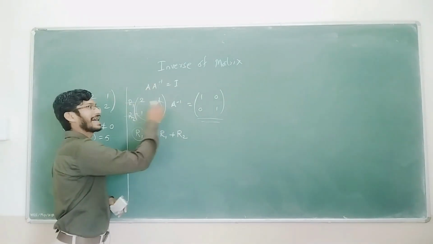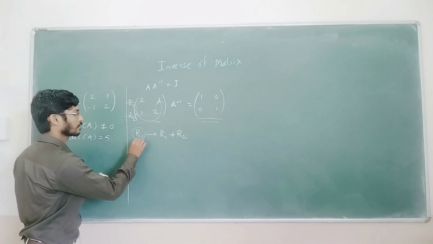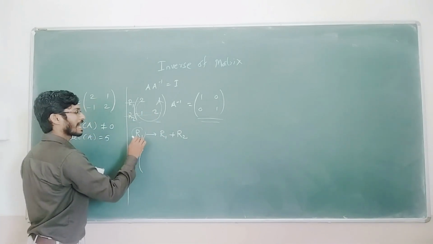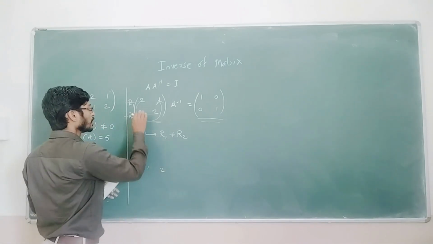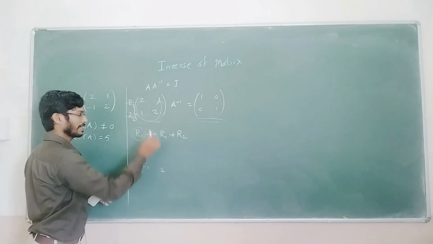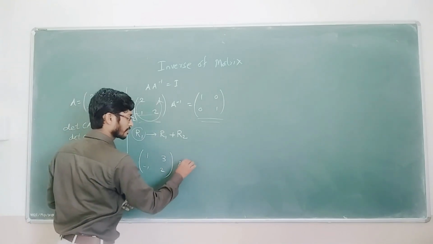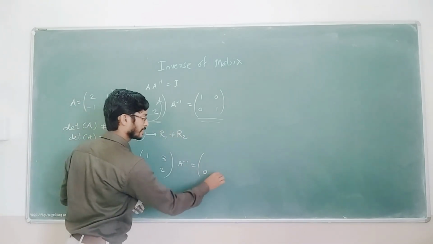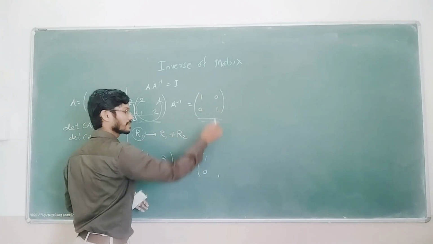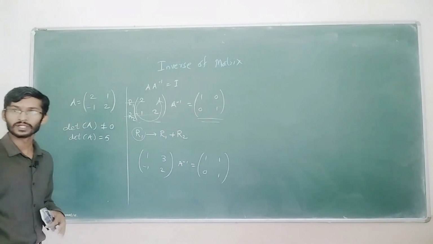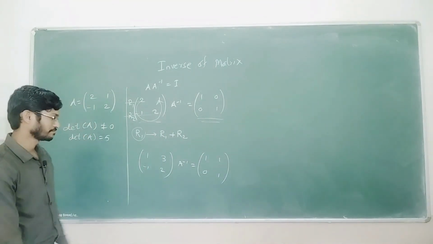Whatever I am doing with this, I also have to do with the identity matrix on the right hand side. So I will go with this first. R1 I will change, so R2 will be as it is: minus 1, 2. Now R1 plus R2: 2 minus 1 is plus 1, and 1 plus 2 is equal to 3. A inverse is equal to: second row is the same, first row will change to R1 plus R2. So 1 plus 0 is 1, 0 plus 1 is 1. Sometimes we forget to do the calculations on the right hand side, so you should not forget this.